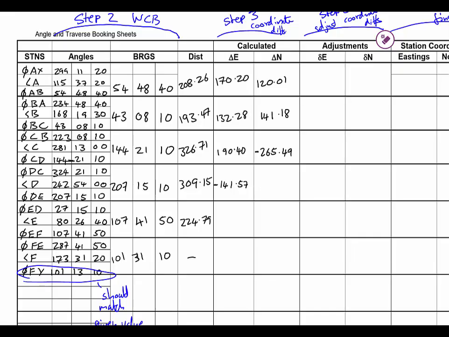I'll write that again. Minus 274.83. E to F, change in Eastings, we get 241.15. Change in Northings is minus 68.33. All of these are in metres. Changing Eastings and Northings are always in metres.